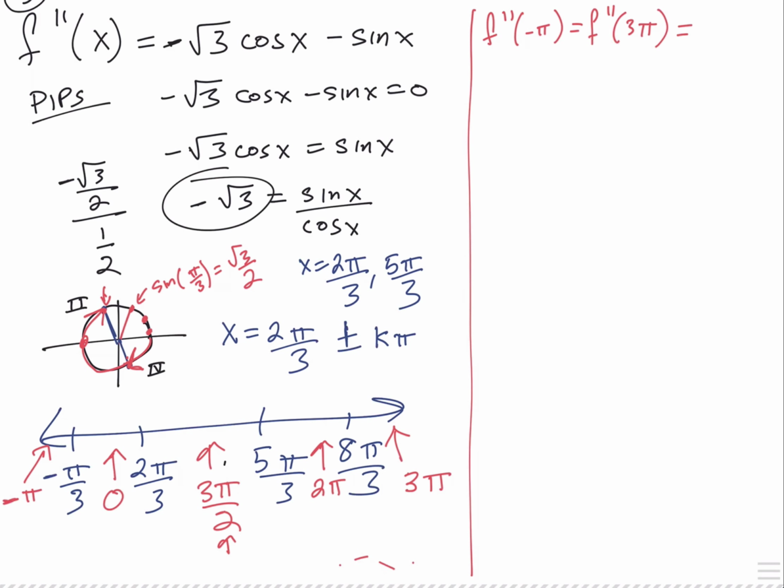So what is the second derivative at negative pi or 3 pi? Cosine of 3 pi is negative 1, right? So this is going to be positive root 3, so positive, right? So positive, positive, which means it's going to be concave up there, right? Concave up, concave up.